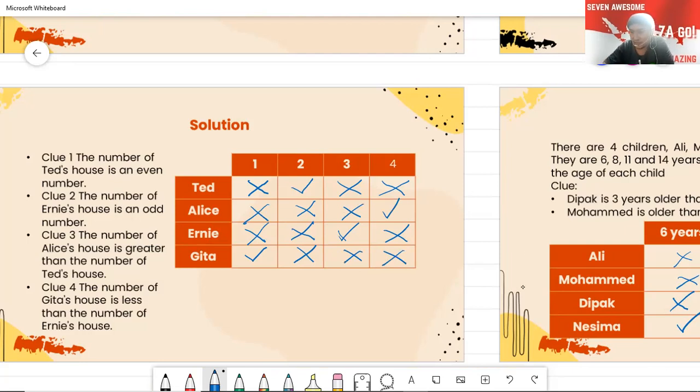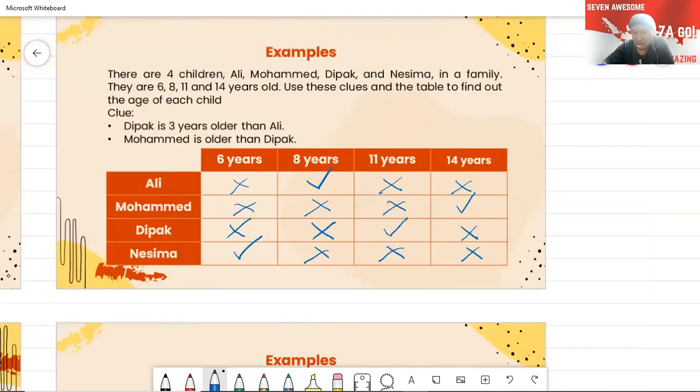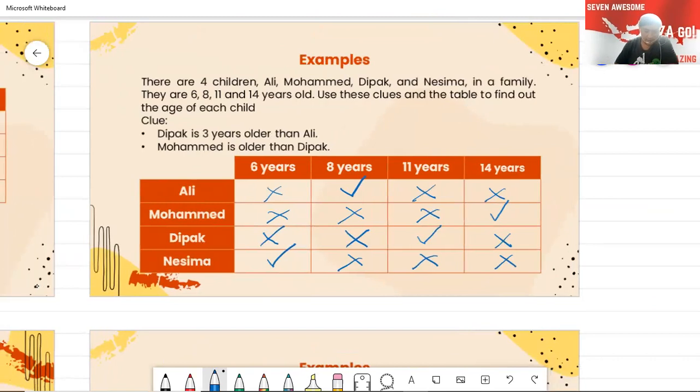Now, another example. Sorry, because for this, I haven't erased this. Sorry.